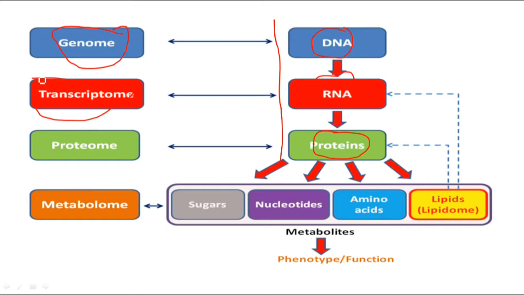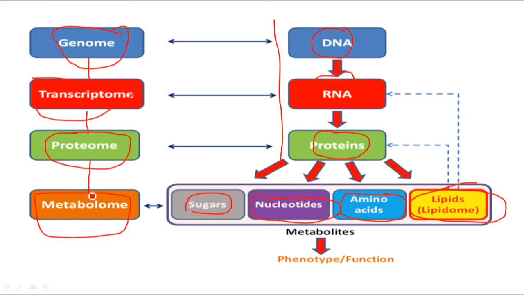Just now we studied the definition. The complete RNA profile of a cell or cell population is called the transcriptome. Proteins are called the proteome. And there are other chemicals present in the cell, for example, sugars, nucleotides, amino acids and lipids. All these molecules are collectively called the metabolome. Science is growing, right?